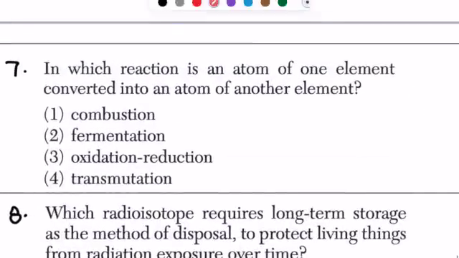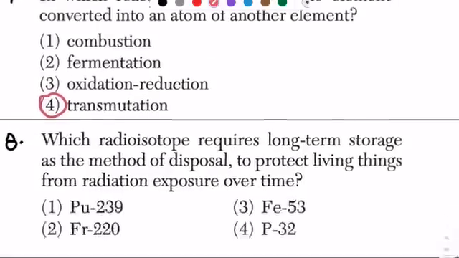In which reaction is an atom of one element converted into an atom of another element? That is the definition of transmutation. So we either have natural or artificial. Natural is when it's spontaneous, artificial is non-spontaneous. Some examples are fission and fusion.